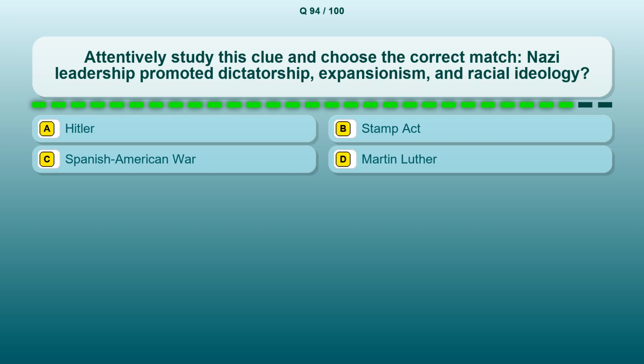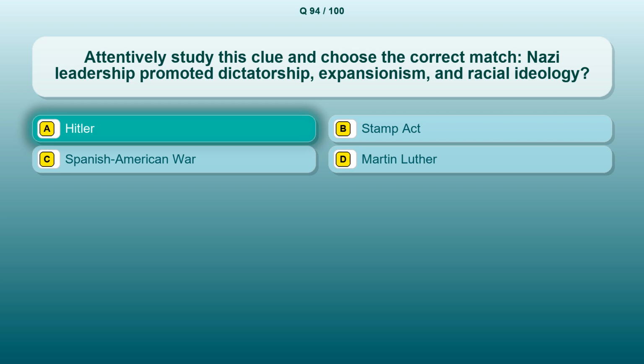Question 94. Attentively study this clue and choose the correct match. Nazi leadership promoted dictatorship, expansionism, and racial ideology. Option A, Hitler. Option B, Stamp Act. Option C, Spanish-American War. Option D, Martin Luther.